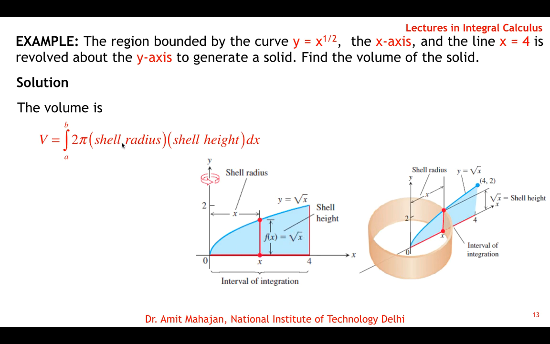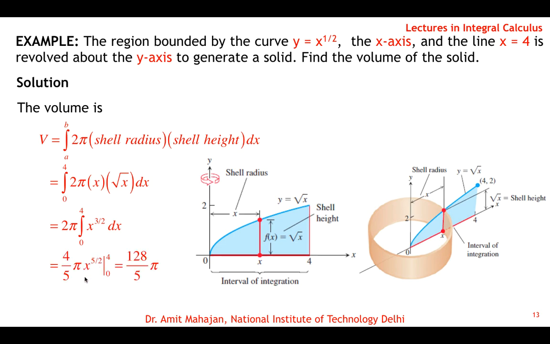So shell radius is x, shell height is root x, so we just need to integrate from 0 to 4, 2 pi x root x dx. If we combine this, it is x power 3 by 2. We can integrate that, so it will be x power 5 by 2 divided by 5 by 2, from 0 to 4, upper limit x value 4 minus lower limit x value 0. We can solve that to find that the volume is 128 pi by 5.